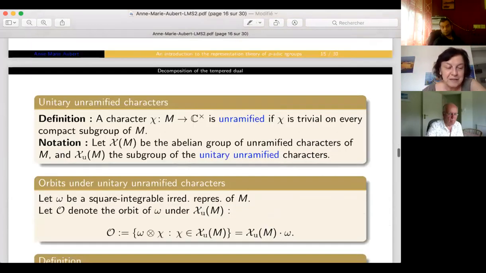For now, here comes the notation of the orbit, which is not in the right place. So omega is just what I said. You consider the twist of a fixed representation omega by all the unitary unramified characters of our Levi M. And what is an unramified character? It is a character which is trivial on every compact subgroup. And so we will denote by X(M) the abelian group of unramified characters of M, and by X_u(M) the subgroup of X(M) of the unitary unramified characters.